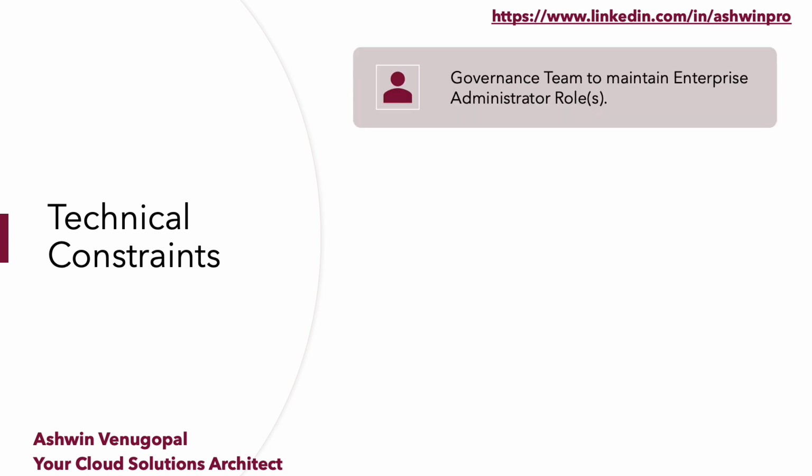So here we're going to be talking about the technical constraints that you understood in the assessment. The first thing is you are informed by the governance team that they need to maintain the enterprise administrator role. This is just an example. It could be any of the other things too.